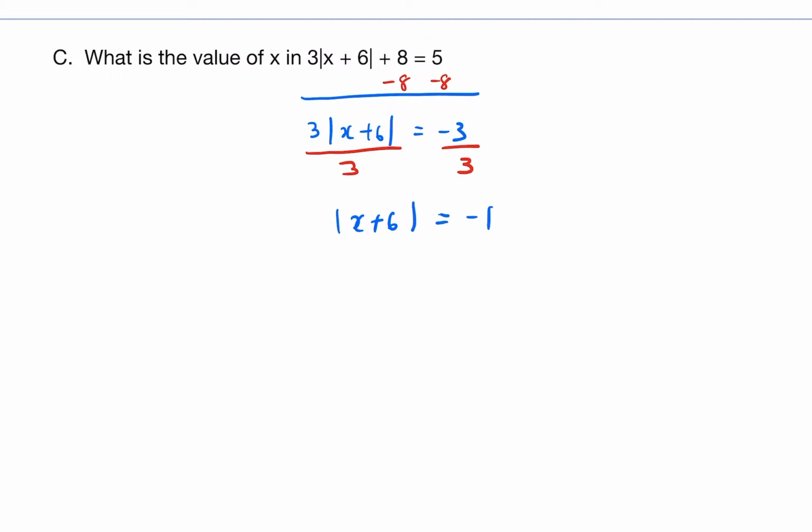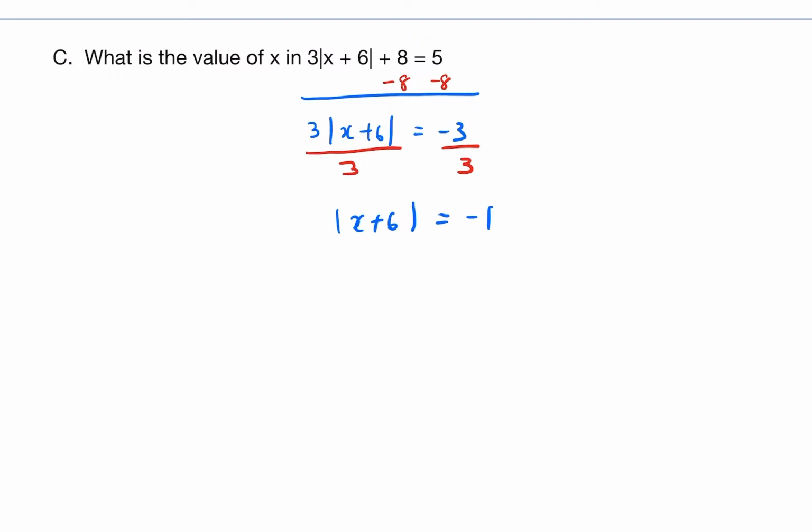Now, what do I mean by that? Think about where we are in this equation. We have an absolute value of x plus 6, okay? So hold that thought for a second. We have that absolute value, and that is equal to negative 1, okay? Now, do you notice something unusual about this? Again, absolute value of x plus 6 is equal to negative 1. So my question is, is that possible?